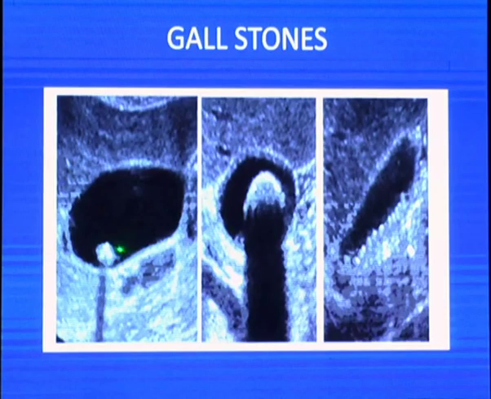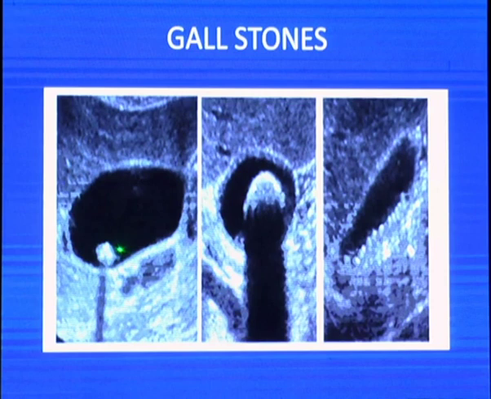Now common pathologies. The most common pathology is gallstone. Gallstones appear as echogenic foci within the gallbladder lumen, and they cause posterior shadowing. This shadowing is due to the fact that gallbladder calculi contain calcium, and they obstruct the passage of the sound beam through them and posteriorly. So there is posterior shadowing.